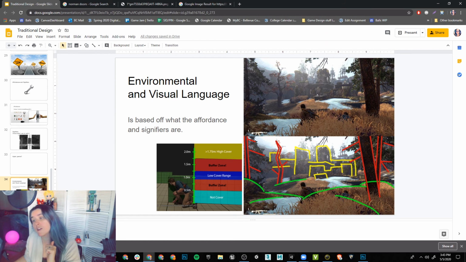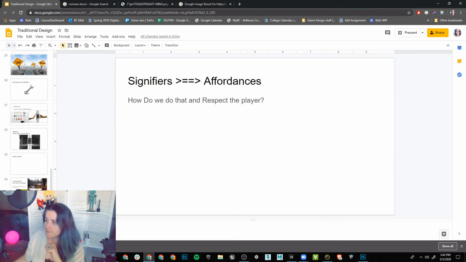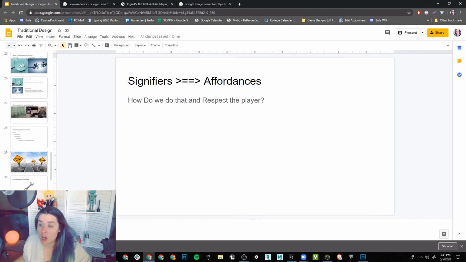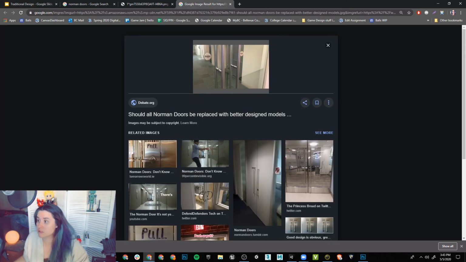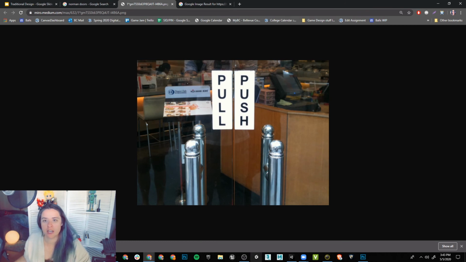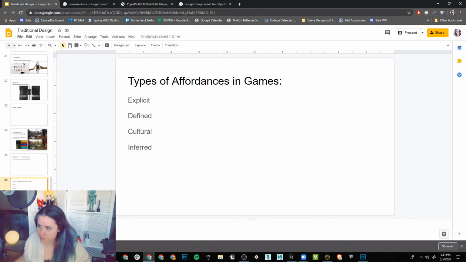So you're going to start creating a visual vocabulary. All right. Signifiers, affordances. How do we do that and respect the player, right? How do I give them these tools without having to spell it out for them? Because you know how annoying it is to have it spelled out to you, right? Okay. All right, so types of affordances in games that you need to be aware of. Explicit, defined, cultural, and inferred.